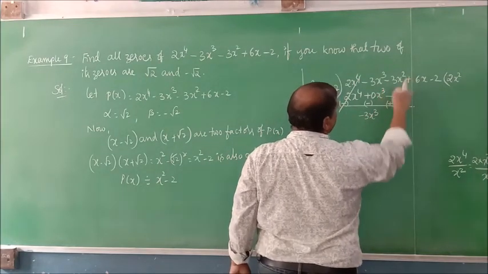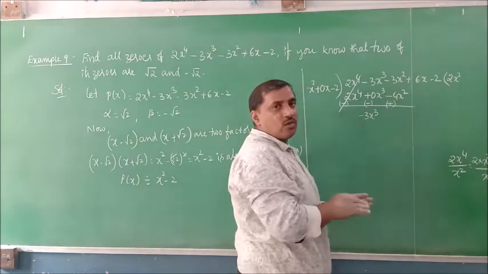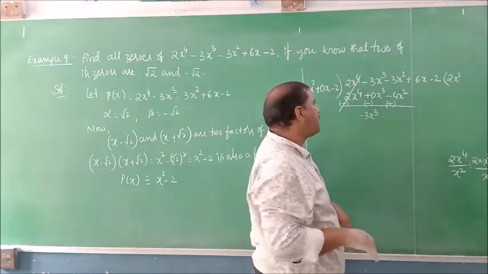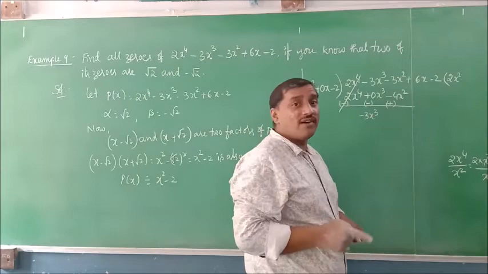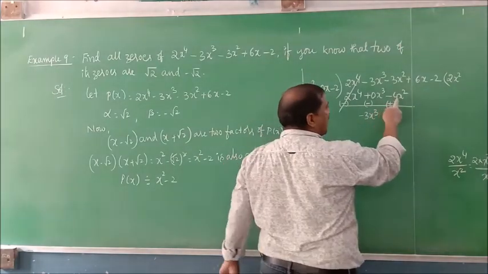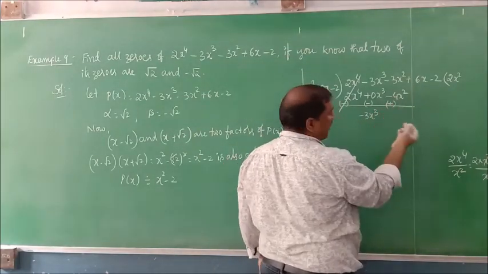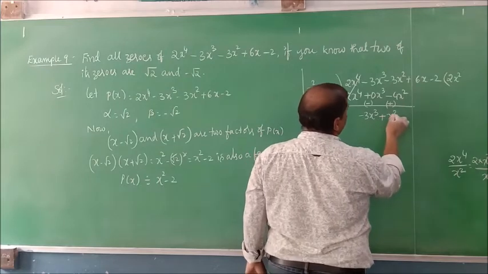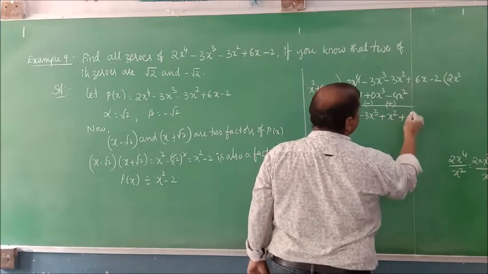Now minus 3x square plus 4x square. Two numbers with different signs, so subtract the numbers. 4 minus 3 is 1x square. 4 is the greater number and it has a plus sign, therefore we get plus x square. Next, bring down the next term, that is 6x.